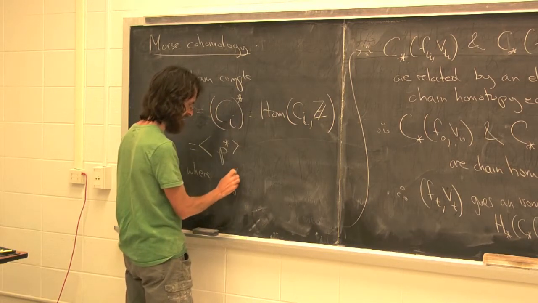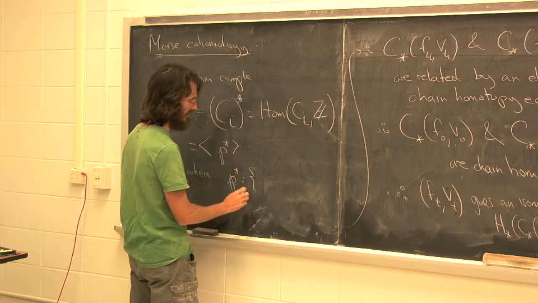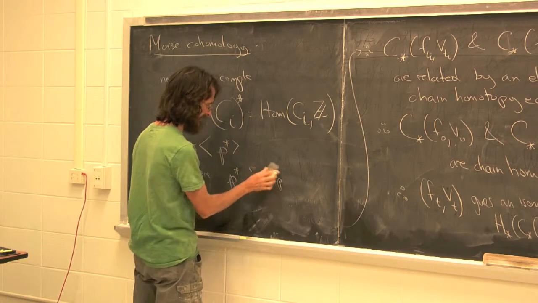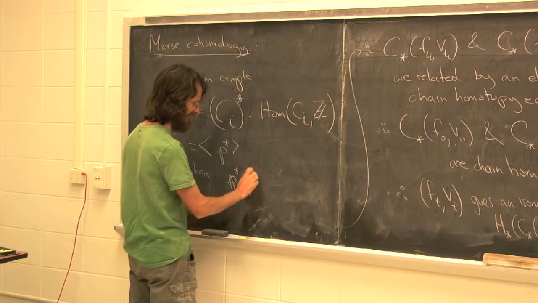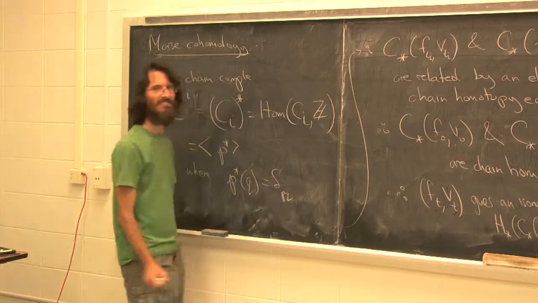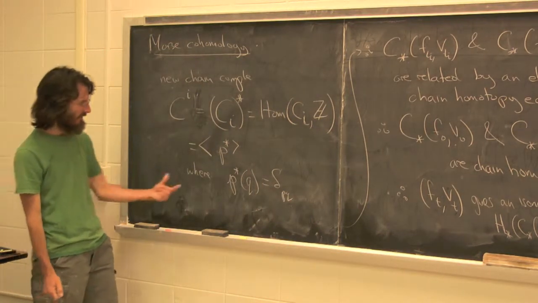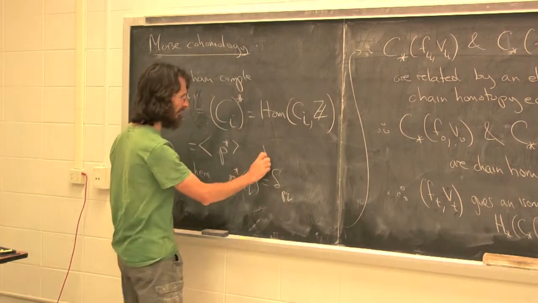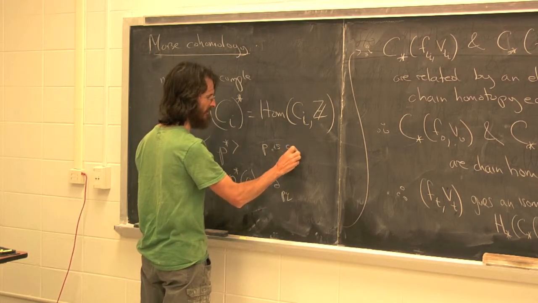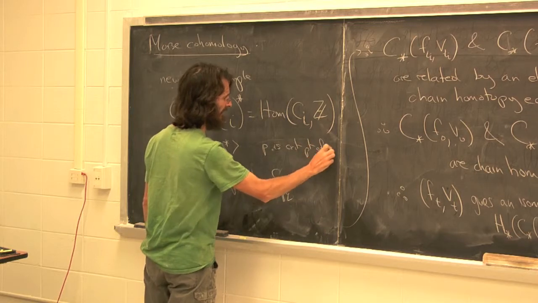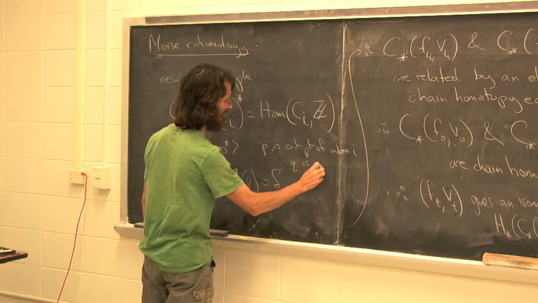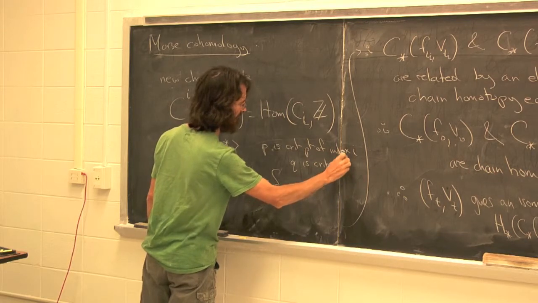P star is a function from the set of critical points of index I, P star of Q equals delta P. Right? In other words, P is a critical point, Q is a critical point of index I. Q is also a critical point of index I.